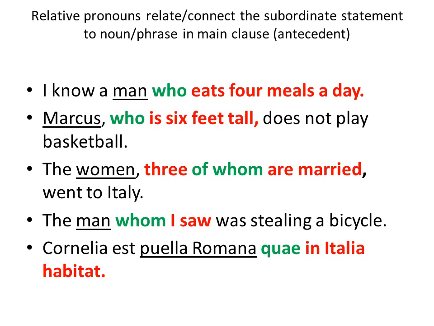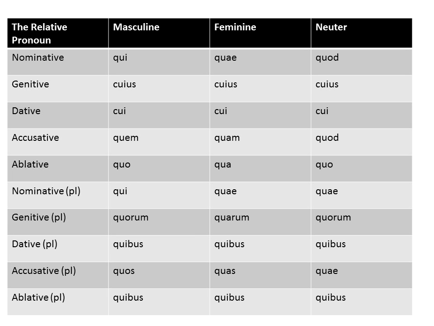When it comes to Latin, we can decline the relative pronoun. And here is the declension of the relative pronoun in masculine, feminine, neuter, singular and plural, and all 5 cases, nominative through ablative. It sounds like this, going from the top left across.